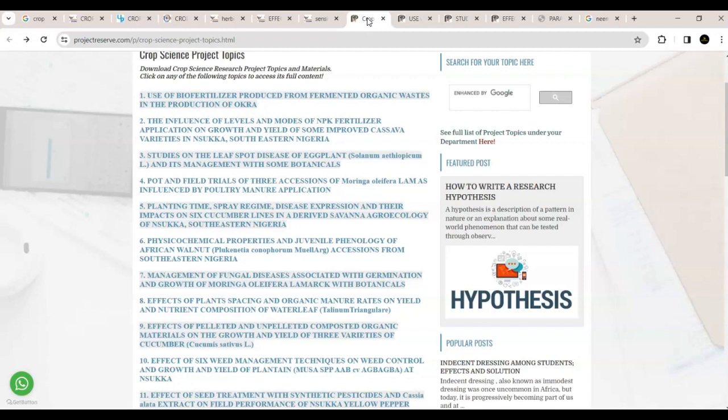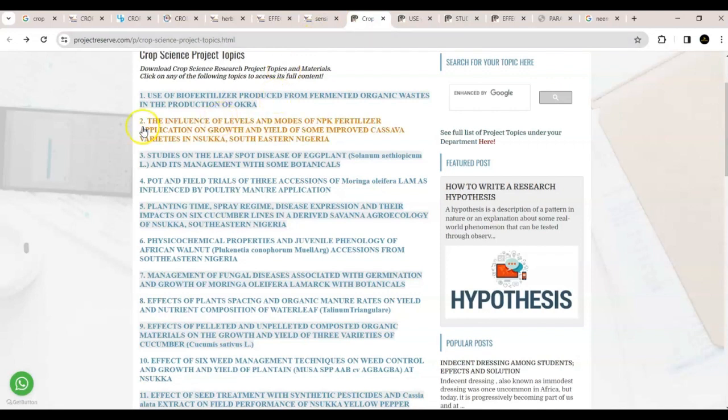If you look at it, you can get okra seed, maybe an improved variety or any of them. Then you can easily make biofertilizer from fermented organic waste. So if you can do it, you also have to know if you have the strength, because sometimes you choose a topic that is very difficult for you because you need energy. If you're in crop, you really need energy to do your project.